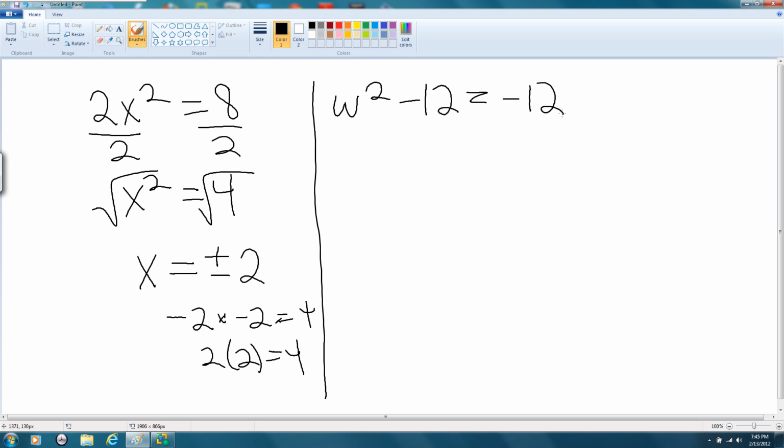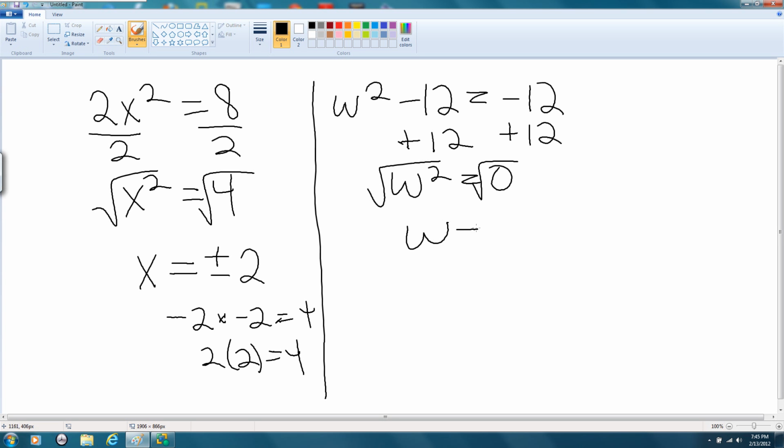To get w by itself, I could start by adding 12 to both sides. And I get w squared is equal to 0. That's an equal sign. I take the square root of both sides, and I get w is equal to 0. And that's the end of that one. There's only one solution to that. In other words, it's just going to touch the x axis.